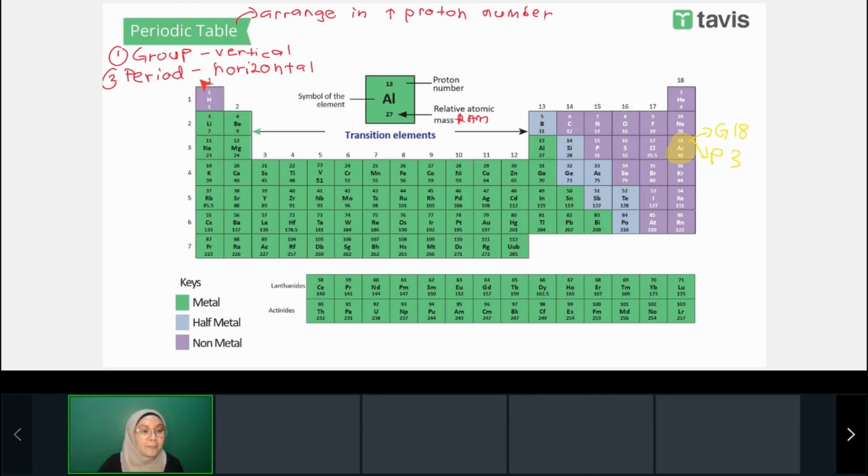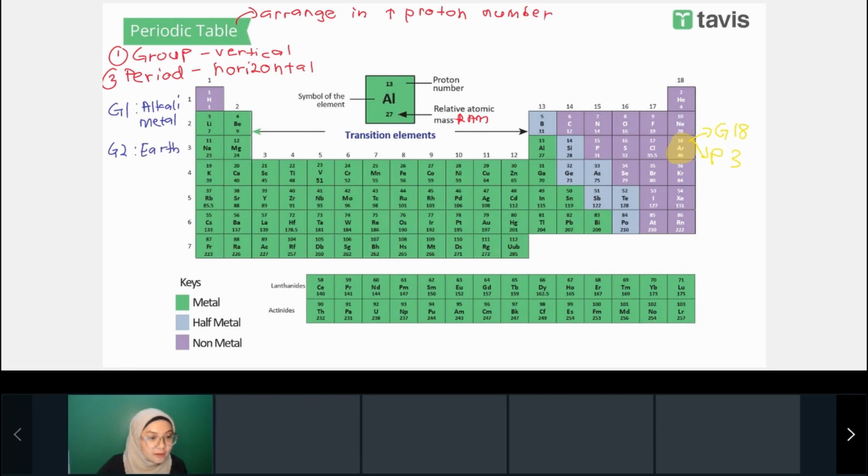Now, group 1. All the elements in group 1 are alkali metals. How about group 2? All the elements in group 2, we have calcium, magnesium, beryllium. Group 2 is the alkaline earth metals.